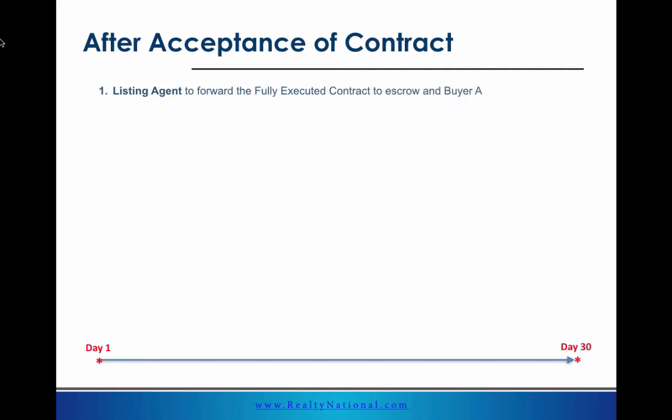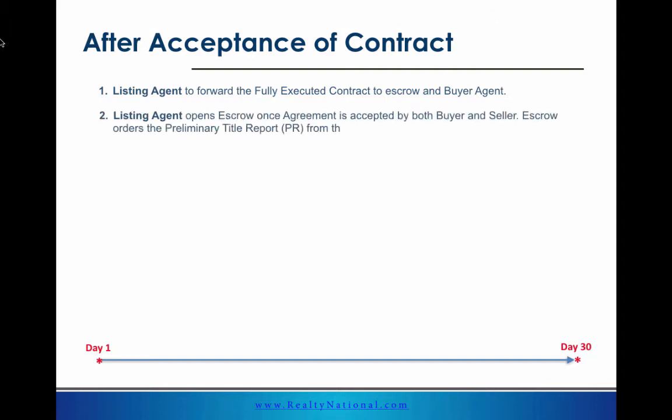It's typically the responsibility of the listing agent to forward the fully executed contract to escrow and also back to the buyer's agent. The date in which the final signature has been put onto the contract agreeing to all of the terms is our acceptance date. This will be day 1 in our timeline to close, and also the date which will determine when contingencies will be removed. It's also typically the listing agent's responsibility to open escrow and have escrow order the preliminary title report from the chosen title company.